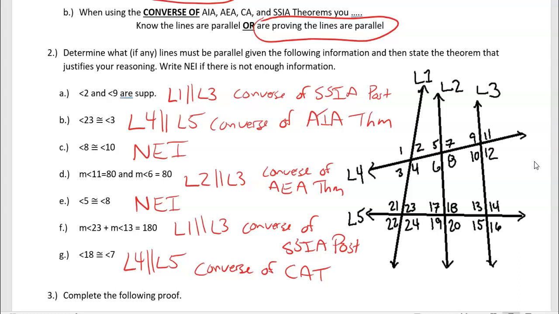So you can kind of ignore the rest of it. The next one says 5 is congruent to 8, but when you look at 5 and 8, those are just vertical angles. Vertical angles are always congruent. That does not help us know that things are parallel.